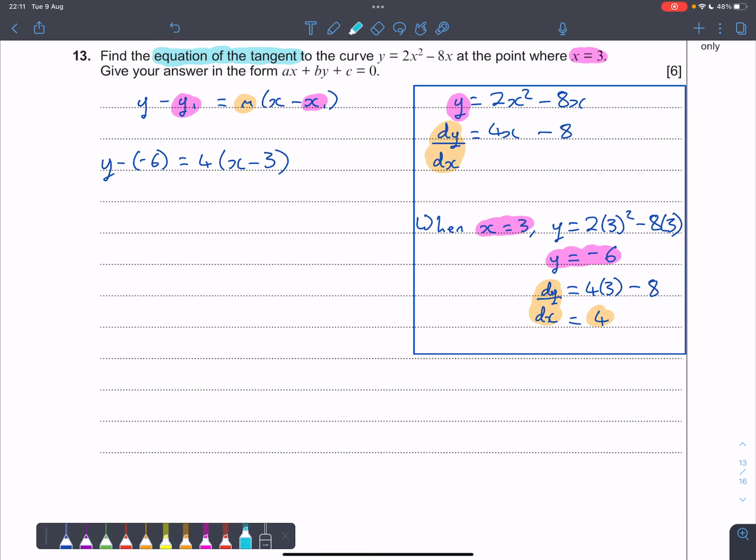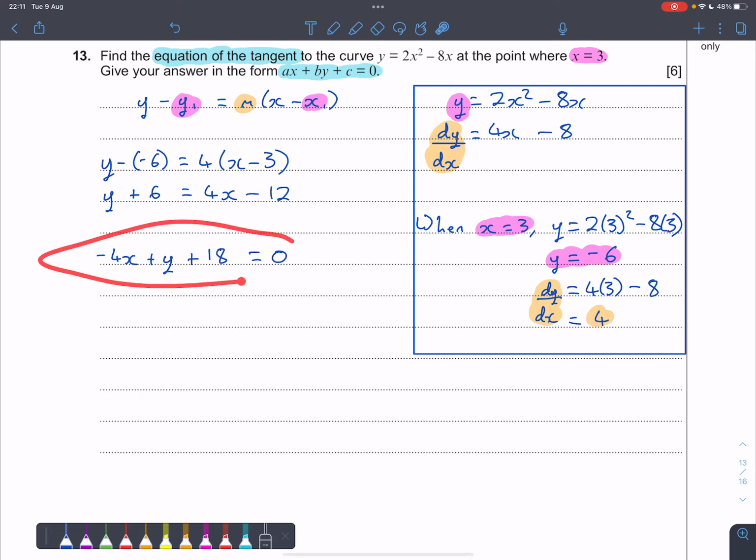Now the question asks you to put it in the form ax plus by plus c equals 0. So let's get it in that form. I get y plus 6 equals, expanding the bracket, 4x minus 12. So I'm going to take 4x off both sides, which will leave me with negative 4x plus y, and I'm going to add 12 to both sides, which will give me plus 18 equals 0. So that is now in the format that they want.